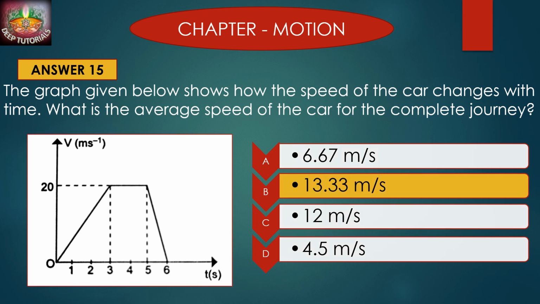Well, the answer for question number 15 is option B, 13.33 meter per second. The average speed of the car can be calculated by using the formula total distance divided by total time, and the total distance can be calculated by finding out the area enclosed under the graph. To get the correct answer, 13.33 meter per second.